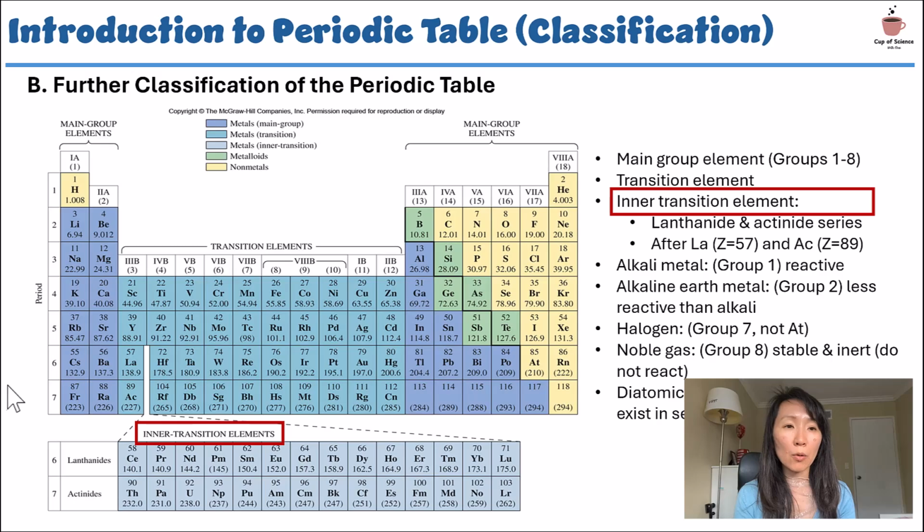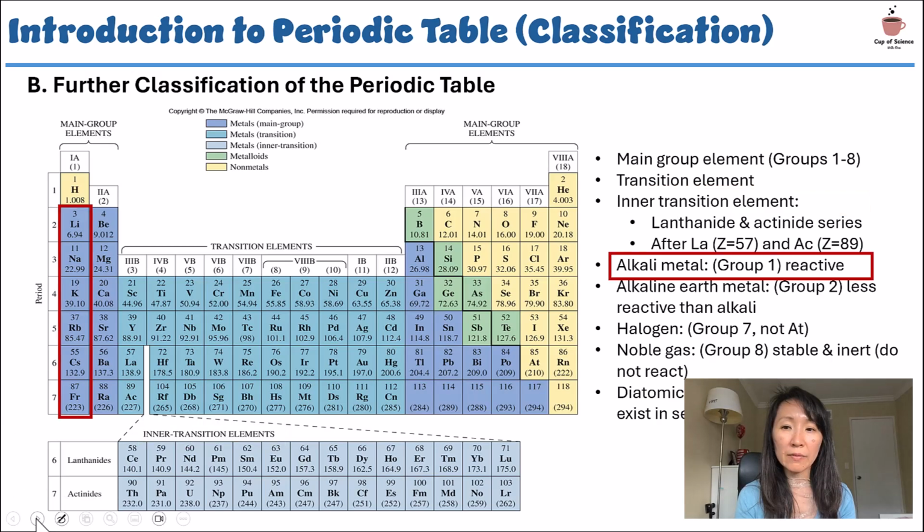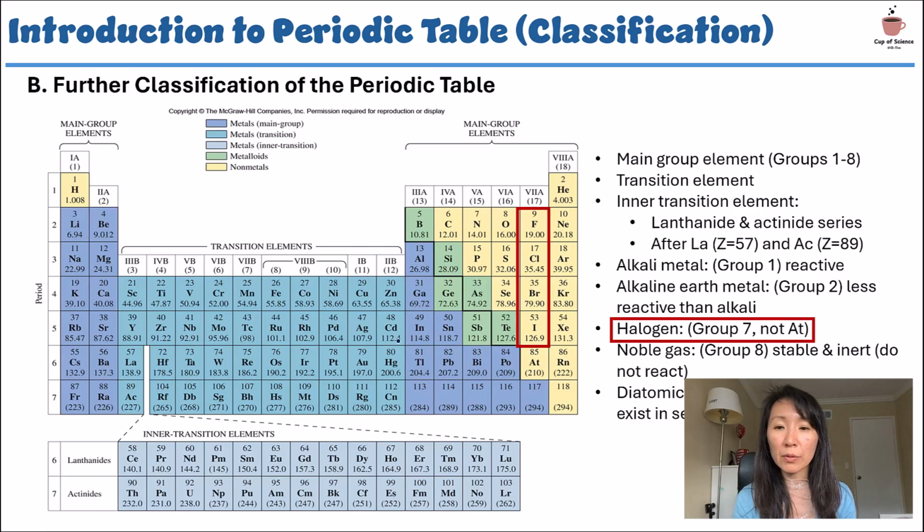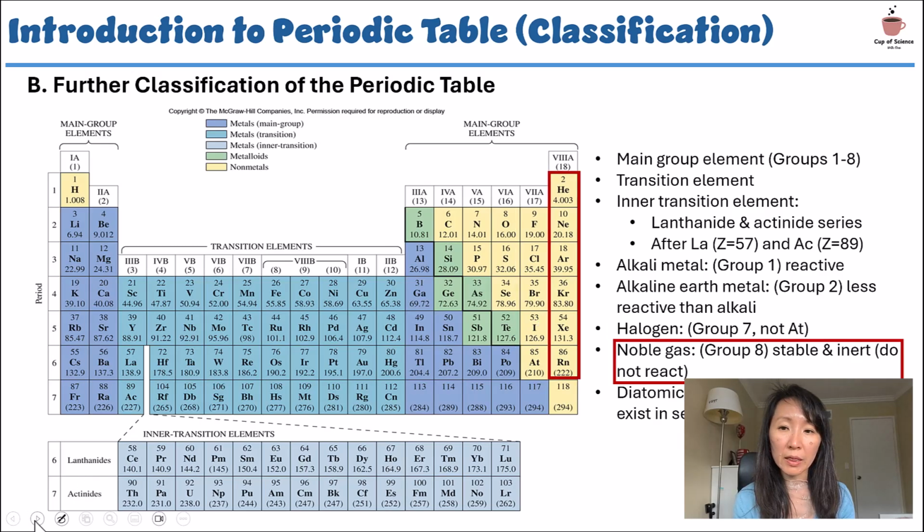Then within the main group elements, we have the alkali metals. That would be this one right here. The group 1A elements, these are the alkali metals, so this is not including the hydrogen. And the second row is called the alkaline earth metals. Then we skip on over to the 7th row. These are halogens, okay? Halogens, these 4: fluorine, chlorine, bromine, and iodine. And then we have the very last row, that's called the noble gases.